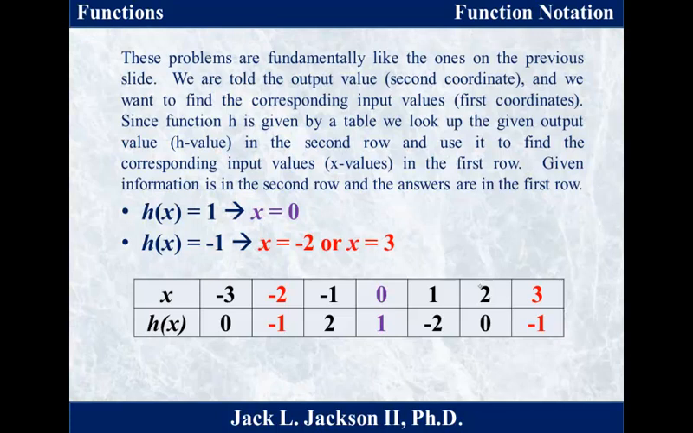On the other hand, if h of x equals -1, there are two choices. You can see them in red as we look through the second row to find -1. There are two of them and two possibilities for x, either x equals -2 or x equals 3.